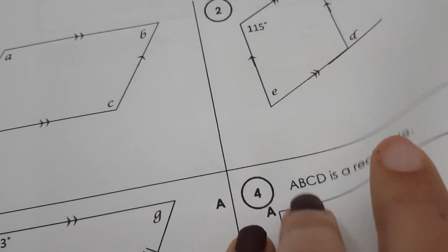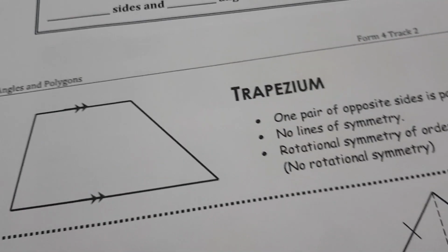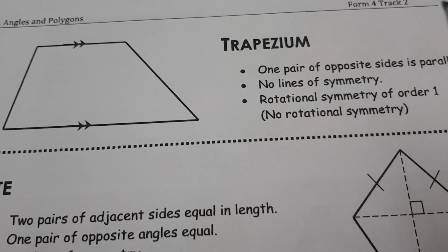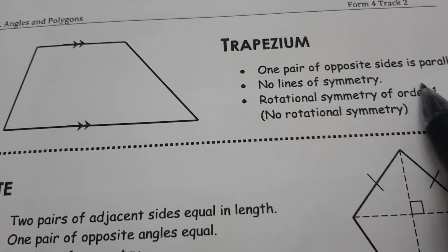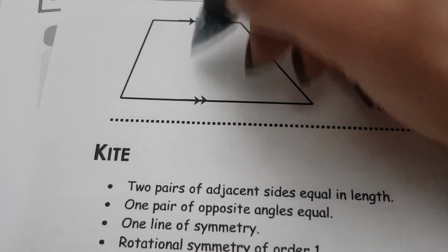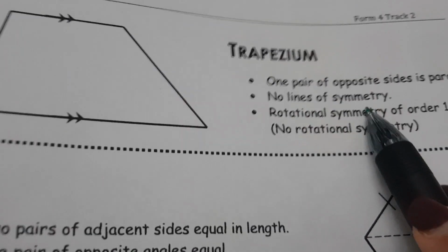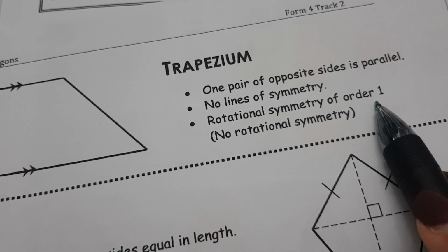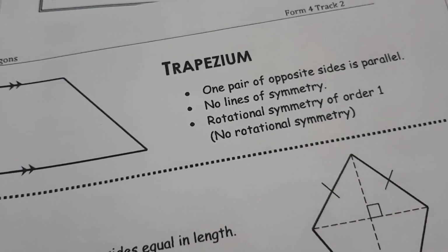So we've got more quadrilaterals. There's the trapezium. Okay, it's got just 1 pair of parallel sides. This is the important property of a trapezium, that it has one pair of parallel sides. It has no lines of symmetry and rotational symmetry of order 1. So just itself, no rotational symmetry.